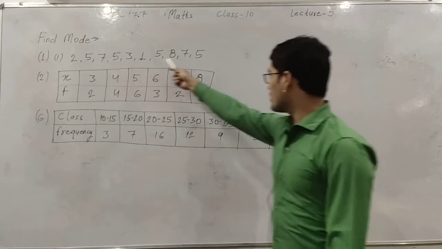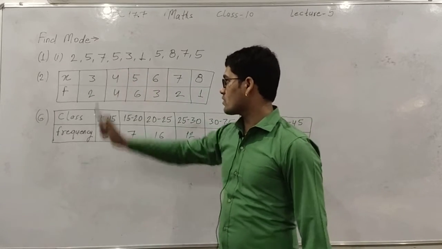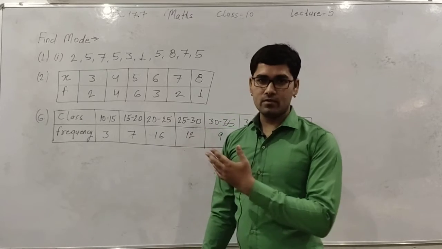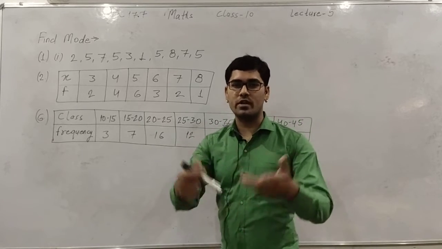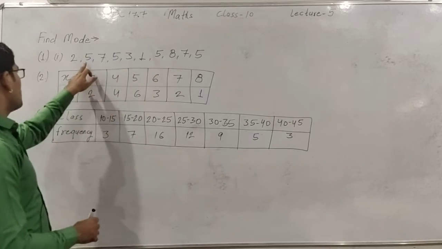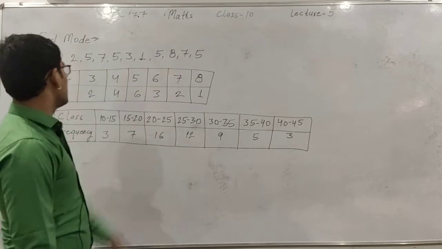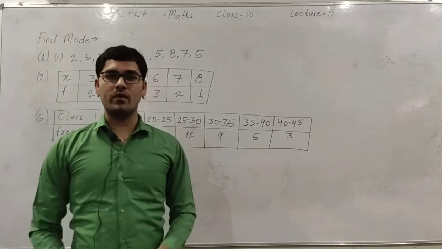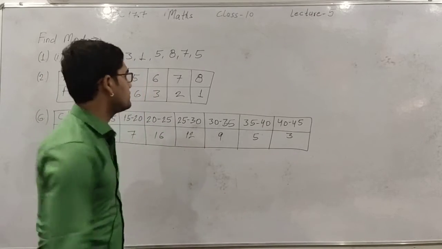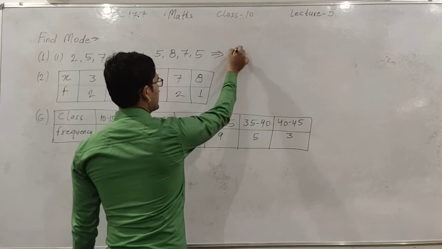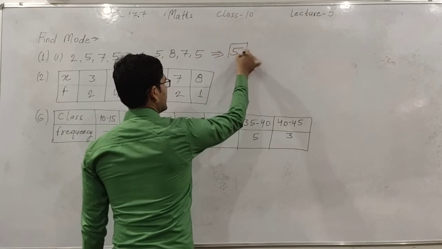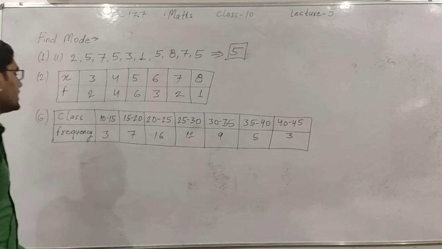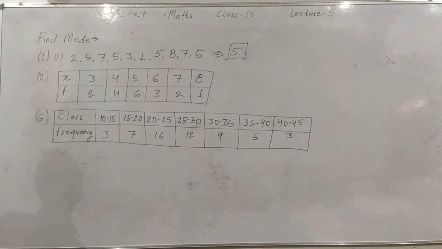In the first part of the first question, which number is coming the maximum times? 5. 5 is coming again and again, more times. So 1, 2, 3, 4, 5 is here 4 times. So 5 is the most frequent number. So this is the mode. Mode is 5. This is the answer. Quite an easy question, isn't it? Next.